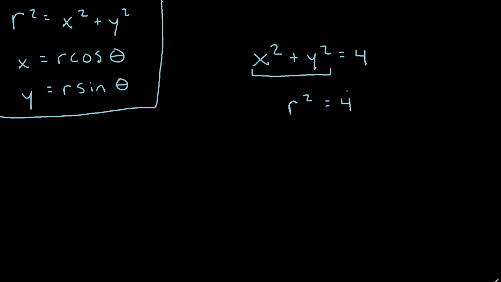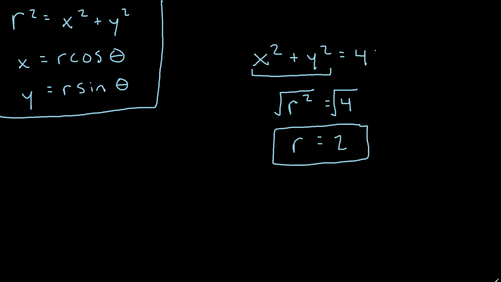And then we can simplify this a little bit further by saying, how can we get r all by itself? Well, we could take the square root of the left-hand side and the square root of the right-hand side, because when we do that, we'll just be left with r. And the square root of 4 is 2. So r is equal to 2. So that's our final answer. That's how we can write this rectangular equation in polar form.